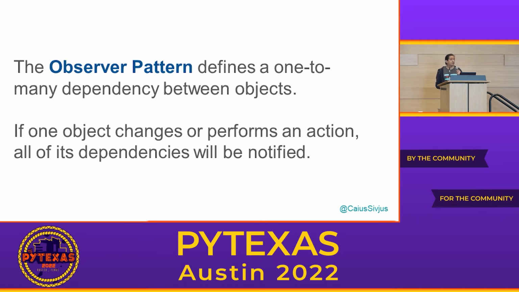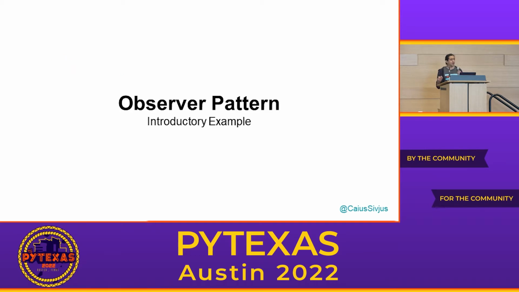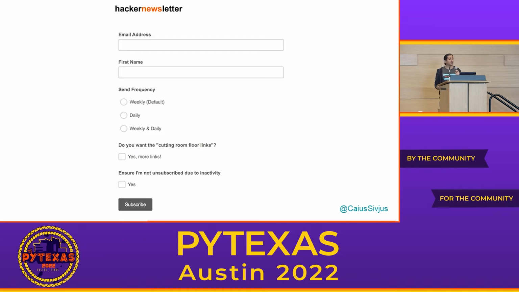The observer pattern defines a one-to-many dependency between our objects. If one object changes or performs an action, all of its dependencies are going to be notified. I think this concept is best demonstrated with an example. So let's say we have a newsletter that people can subscribe to. Users can subscribe to a weekly newsletter, a daily newsletter, or they can subscribe to both.